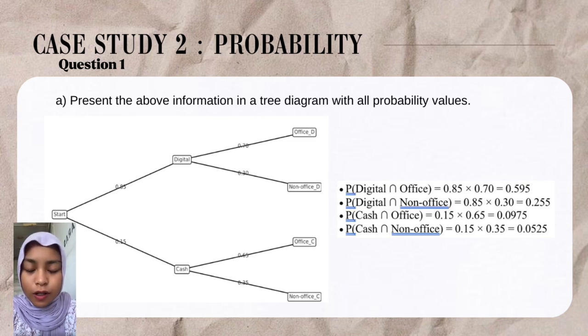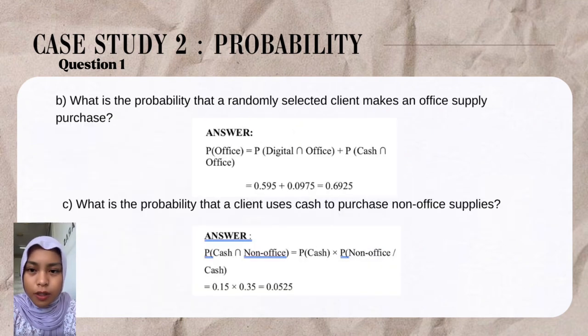For example, digital and office, 0.85 multiplied by 0.70 equals 0.595. Cash and office, 0.15 multiplied by 0.65 equals 0.0975. B. To find the probability that a client makes an office supply purchase, I add the probabilities of both digital and cash users who made office purchases, which is 0.595 plus 0.0975 equals 0.6925. So there's a 69.25% chance a randomly selected client made an office purchase.